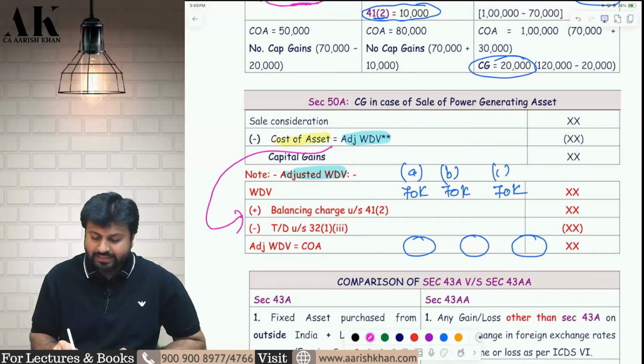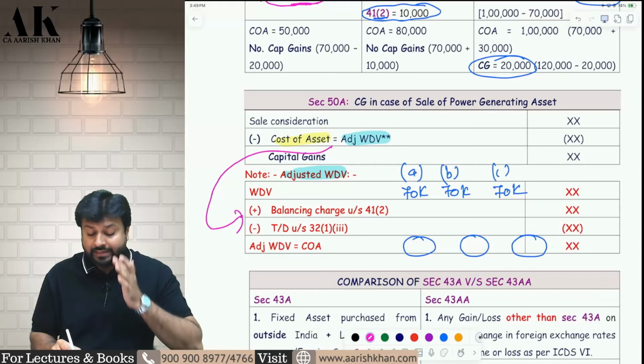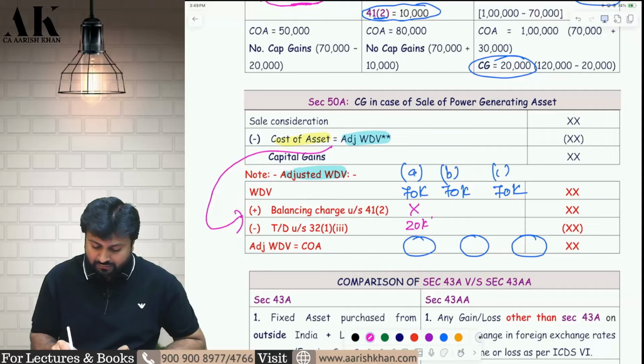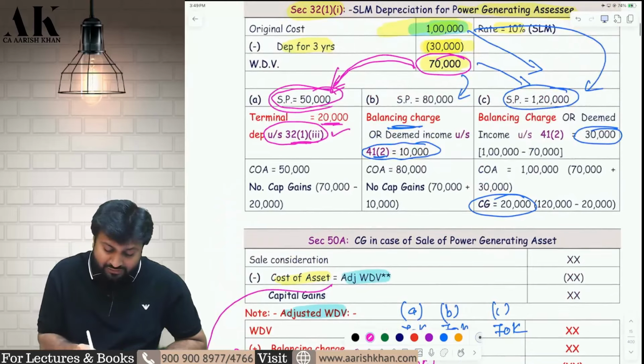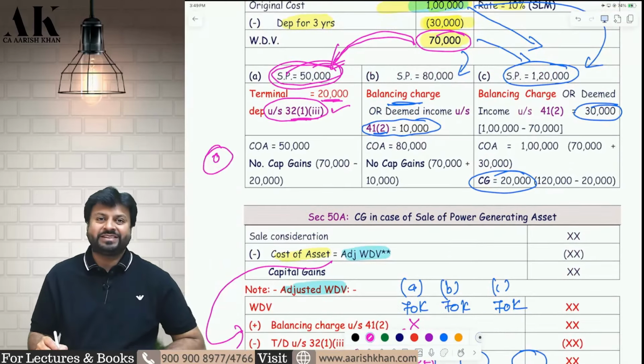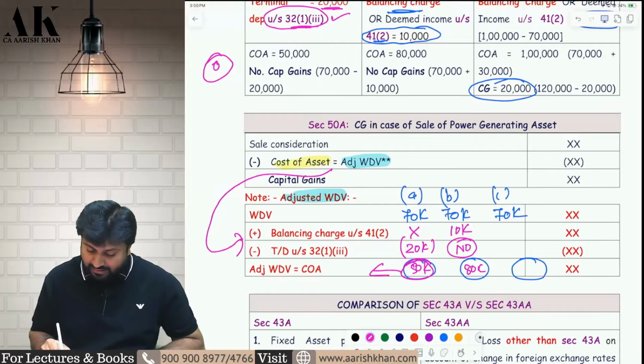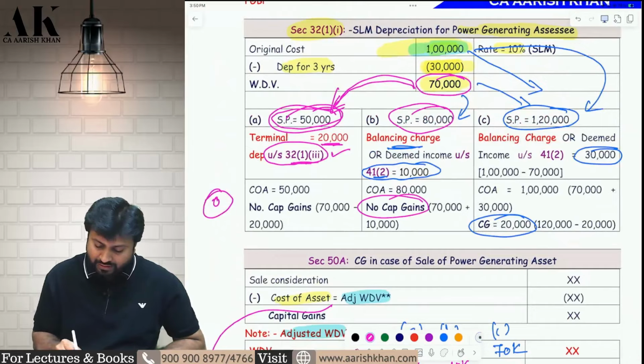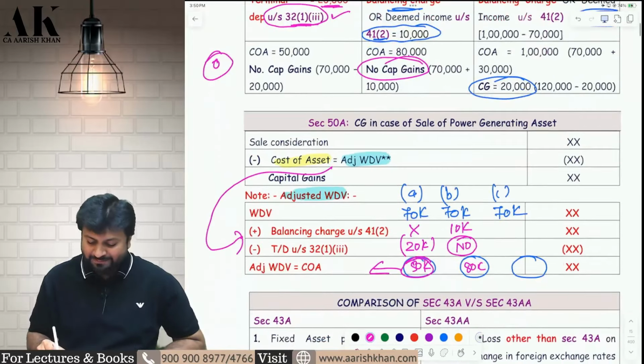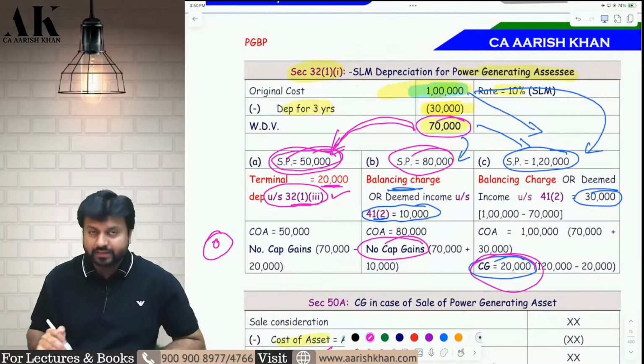Okay. So in case A, add balancing charge less terminal depreciation. In case A, balancing charge is not there, terminal depreciation is there of 20k, and this will become 50k. Therefore your new cost is 50k, your selling price is also 50k, therefore your capital gains will become 0 in the first case. In the second case, add balancing charge. Yes, in the second case there is a balancing charge of 10k and there is no terminal depreciation, therefore this will become 80k, and in the second case your selling price is 80k, therefore no capital gains. Okay. In the third case, terminal depreciation is not there, balancing charge of 30,000, terminal depreciation 0, therefore this will become 1 lakh and in the third case the capital gains will become 20,000.